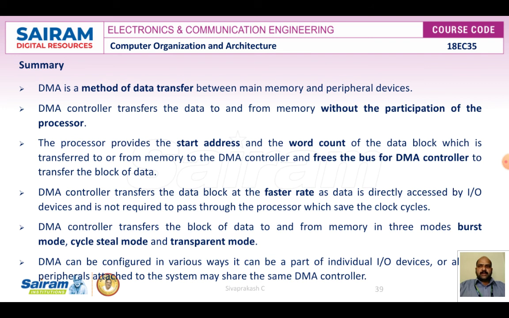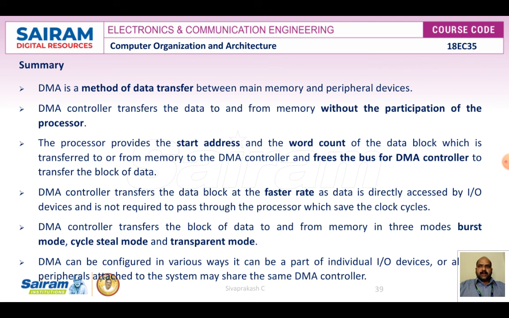Let me summarize this DMA process. DMA is the abbreviation of direct memory access, and it is a method of data transfer between the main memory and peripheral devices. The hardware unit that controls the DMA transfer is the DMA controller. The DMA controller transfers the data to and from memory without the participation of the processor. The processor provides the start address and the word count of the data block to be transferred to or from the memory to the DMA controller, and frees the bus for the DMA controller to transfer the block of data.